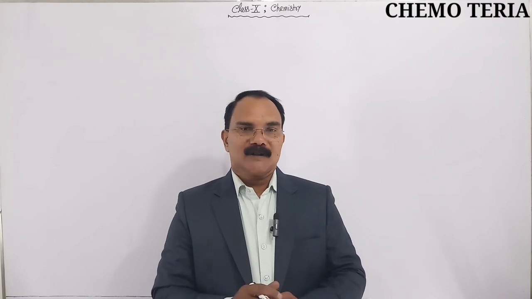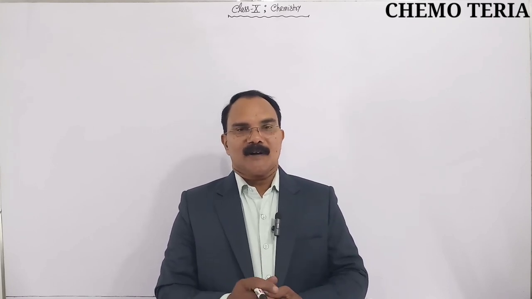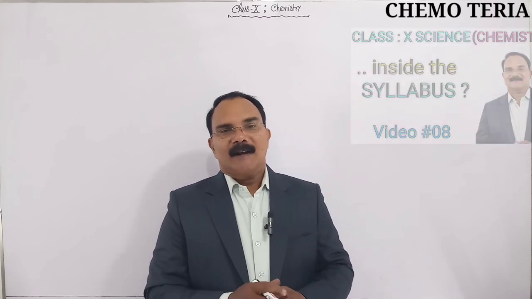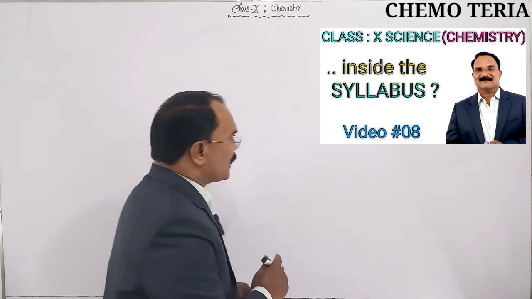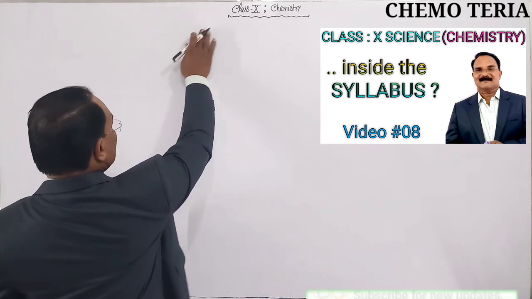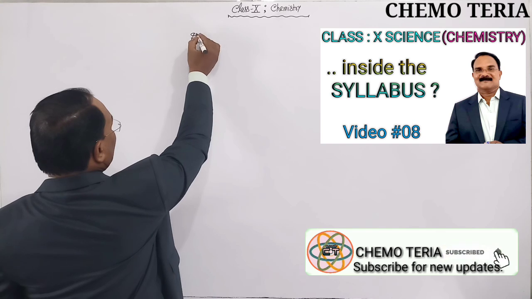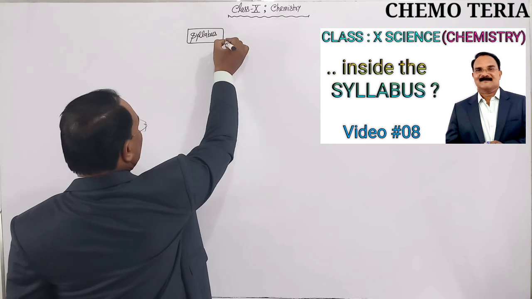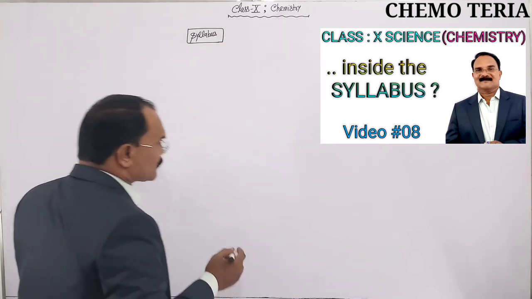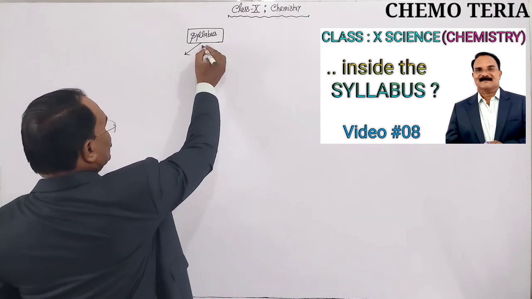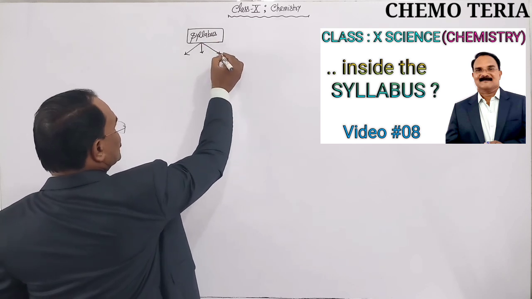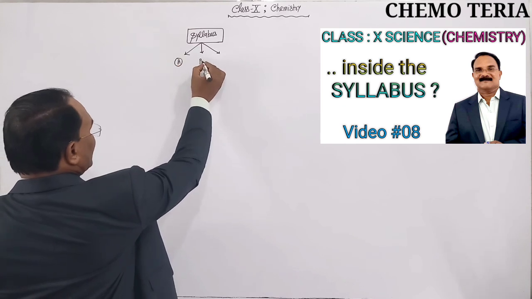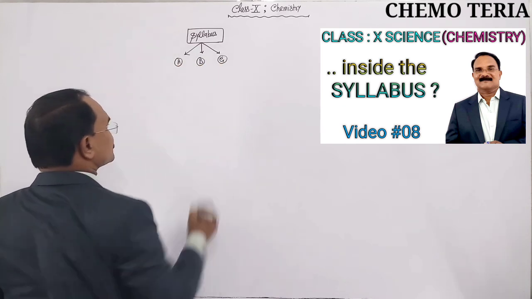Before going forward in this video session, first of all I would like to summarize something of the previous video session. In the previous video session, we discussed the syllabus of science for class 10th students. In that video session, we discussed that the syllabus of science for class 10th students is divided into three parts, that is A, B and C part.